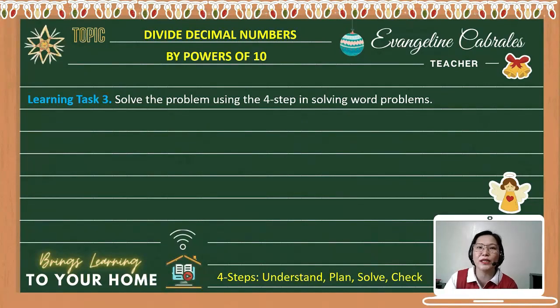Kagaya ng sinabi ko kanina, ang mga problems na binibigay sa inyo dito sa tutorial video ay patterned sa module para mas madali niyong masagutan at mas madali niyong maintindihan ang proseso kung paano ang pagsasagot sa mga ma-encounter nyo sa module nyo sa math. So, learning task 3, ang directions ay solve the problem using the 4 step in solving word problems. Ano nga yung 4 step? The 4 steps are understand, plan, solve, and check.